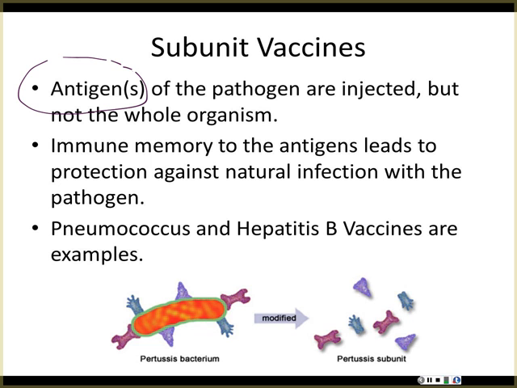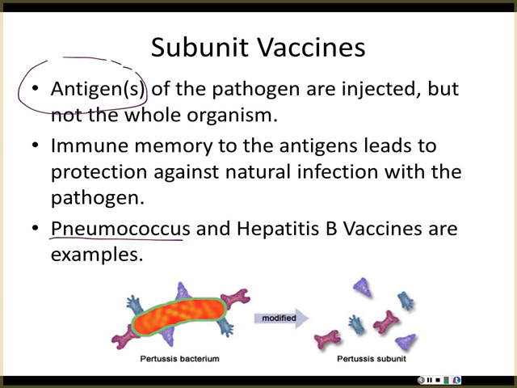When you have a live virus or bacterium multiplying inside you for a little while before you clear it out, that leads to a lot better memory than these types of vaccines. Some examples of these: the pneumococcus vaccine that kids get. Pneumococcus is Streptococcus pneumoniae, which can cause meningitis and also can cause pneumonia. Hib is Haemophilus influenzae type B. That's another one that kids get because that can cause meningitis.